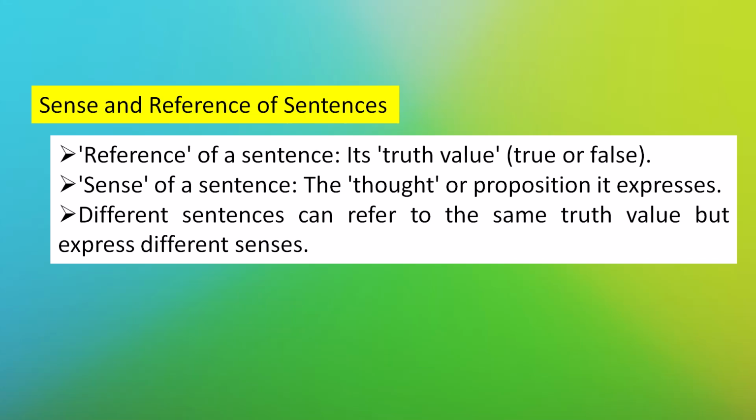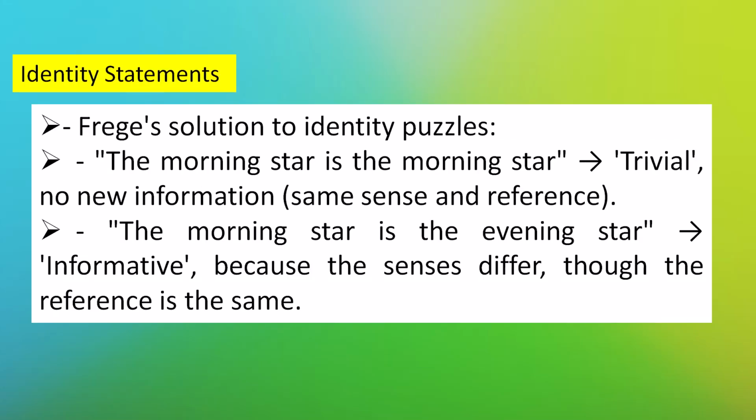Example, the sentence "the morning star is Venus" and the sentence "the evening star is Venus" both refer to the same truth value. They are both true, but they express different senses because they present the fact in different ways. Here one sentence has two senses but only one reference. Clearly true. We basically face the problem of identity statements.